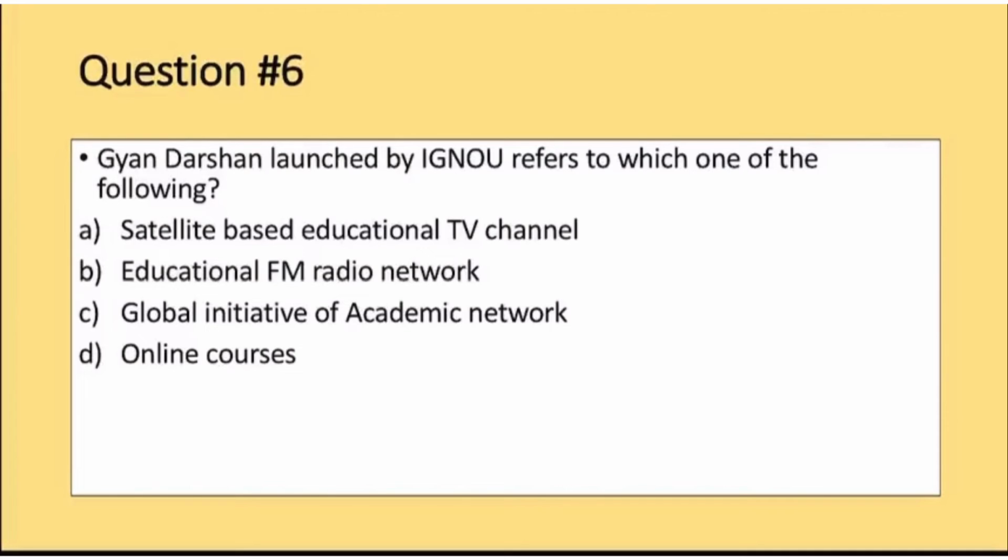Last question. Gyan Darshan launched by Indira Gandhi National Open University refers to which one of the following? A, satellite based TV channel, B, educational FM radio network, C, global initiative of academic network, D, online courses. Okay, A is the right answer. It is a TV channel launched by Indira Gandhi National Open University. And B, educational FM radio network. There is educational FM radio network, but its name is Gyan Vani. Gyan Darshan is a TV channel and Gyan Vani is the FM radio network. So A is the right answer for this question.